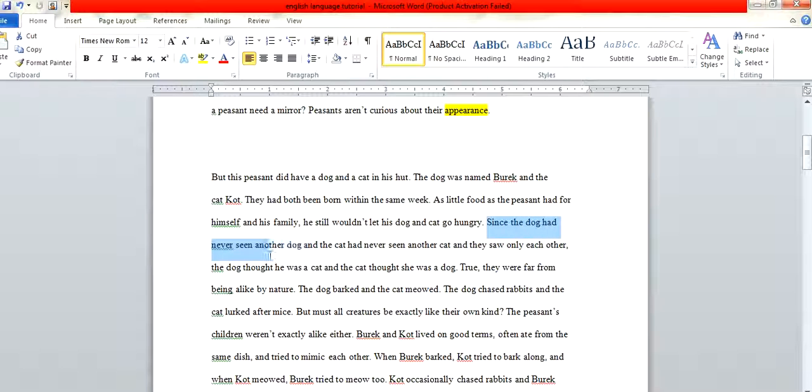Since the dog had never seen another dog and the cat had never seen another cat, when you read the story, it's very creepy and weird. And they saw only each other. The dog thought he was a cat and the cat thought she was a dog.